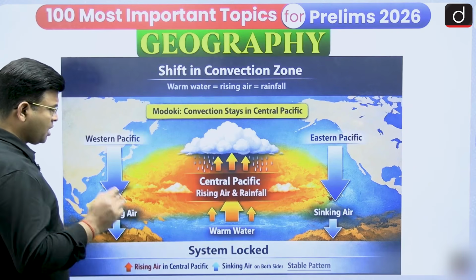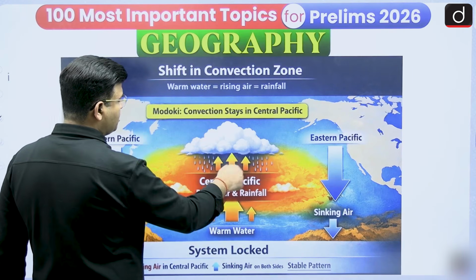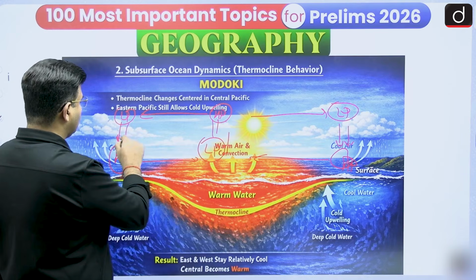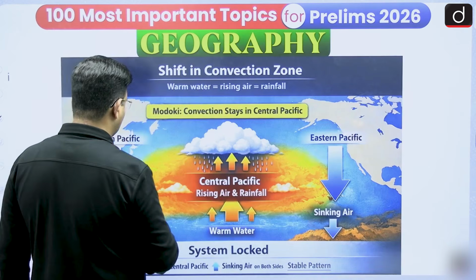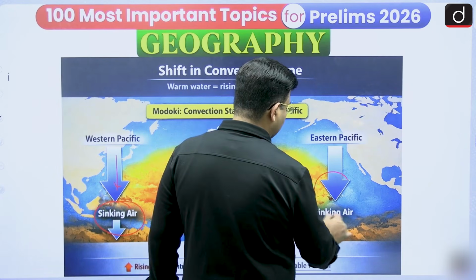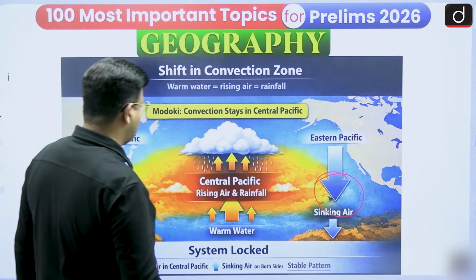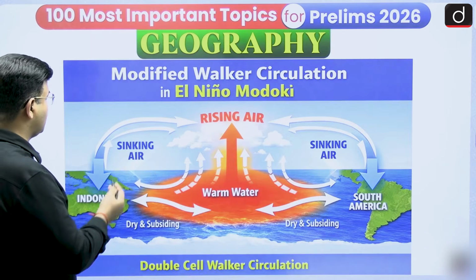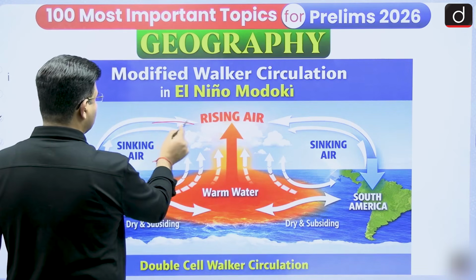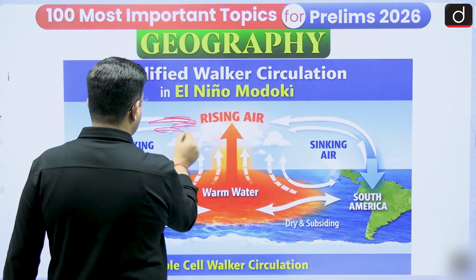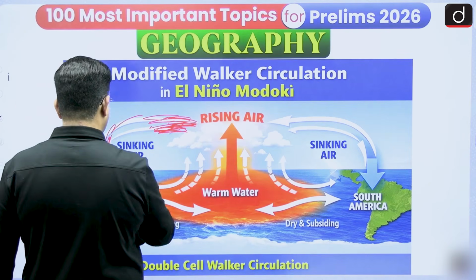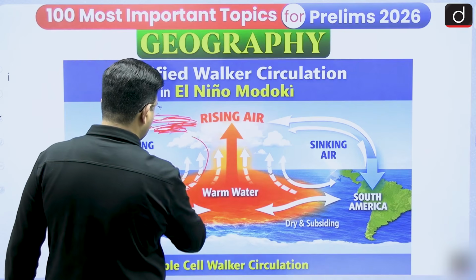Now in the Central Pacific, warm water is rising up, and there is cloud formation and rainfall on this side, and where the air is descending, there will be a dry condition with no rainfall. Here the air is sinking in the Western Pacific, and in the Eastern Pacific the air is also sinking and descending. So in the Modoki Walker circulation, El Nino Modoki, the air is rising here, going this way, and descending in this region, and this is the circulation going on.